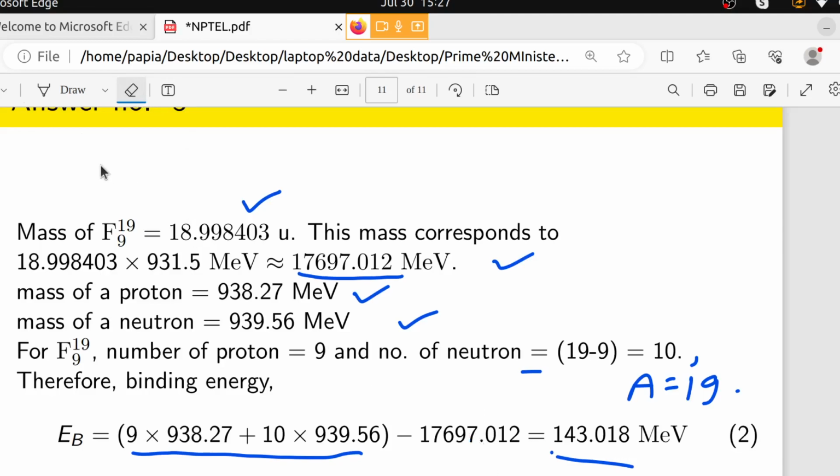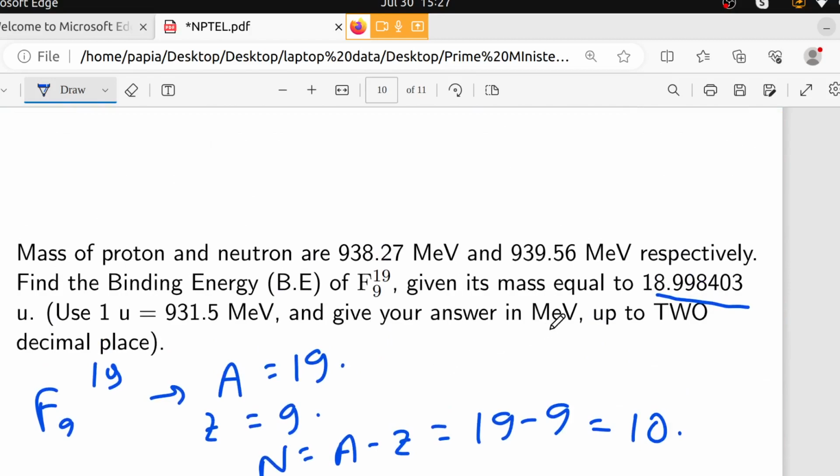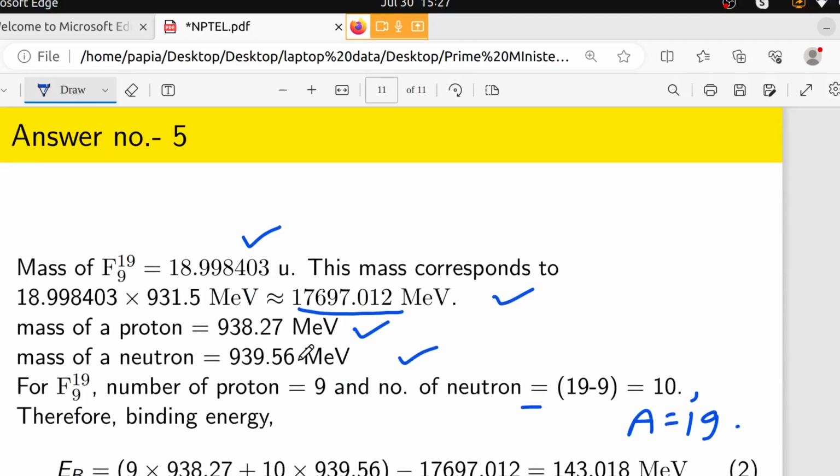So this is the expression for that binding energy, and we can get the answer as 143.018 MeV. But the question asks that you have to give the answer in MeV and up to 2 decimal places. Then we can simply write 143.02 MeV, because the next digit is 8, so that rounds up. So this is the answer to that question.